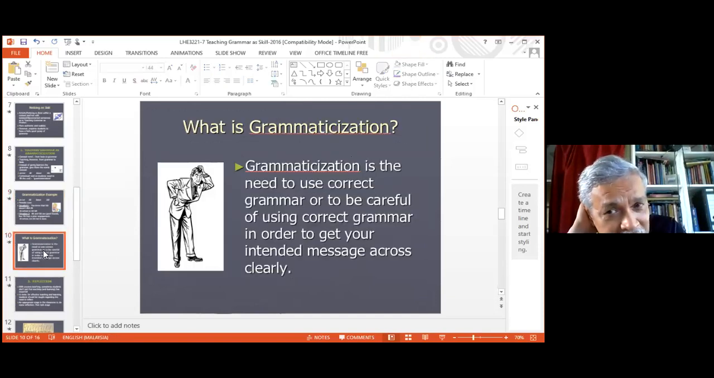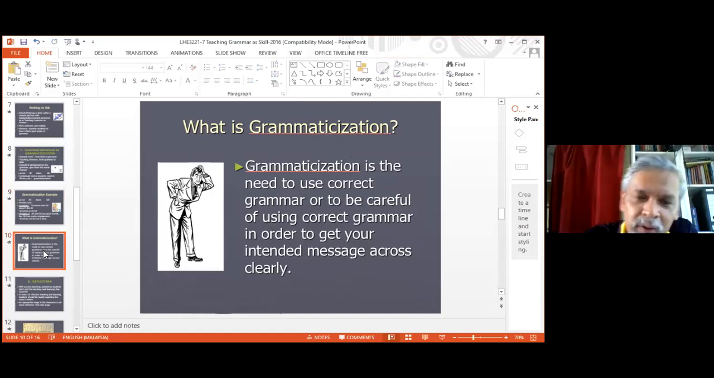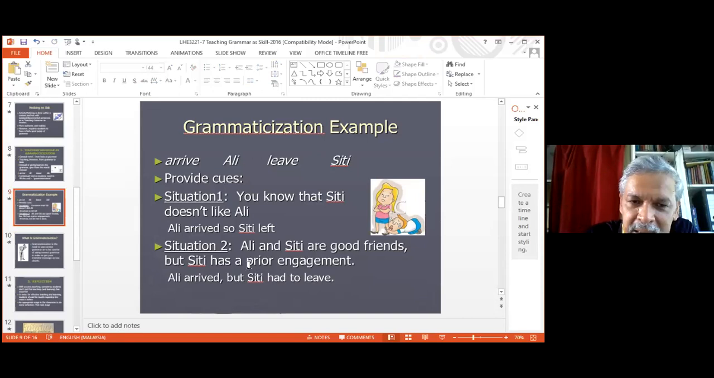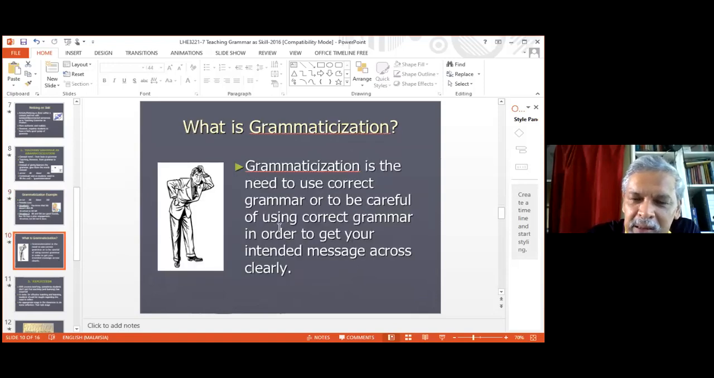So grammaticization is the need to use correct grammar, or to be careful of using correct grammar, in order to get your intended message across clearly. So this message is this: Ali arrived but Siti had to leave. Ali and Siti are friends. They don't have to be good friends, but they are friends. They could be good friends. But Siti has something on. She has to do something. Ali arrived, but Siti had to leave.